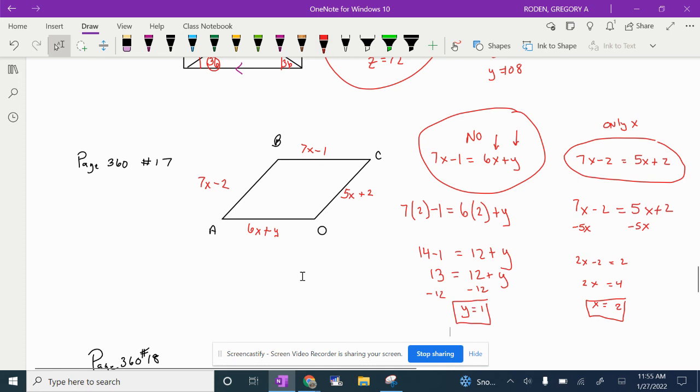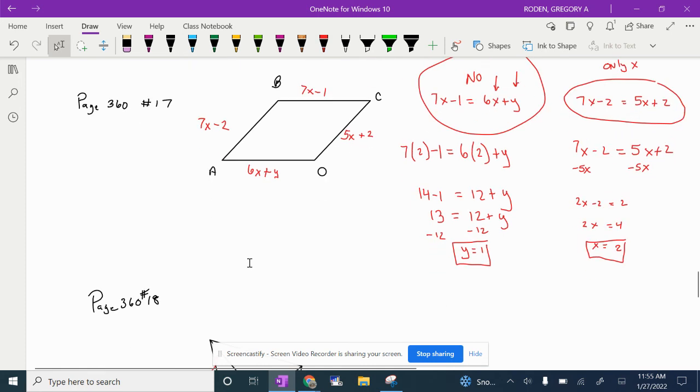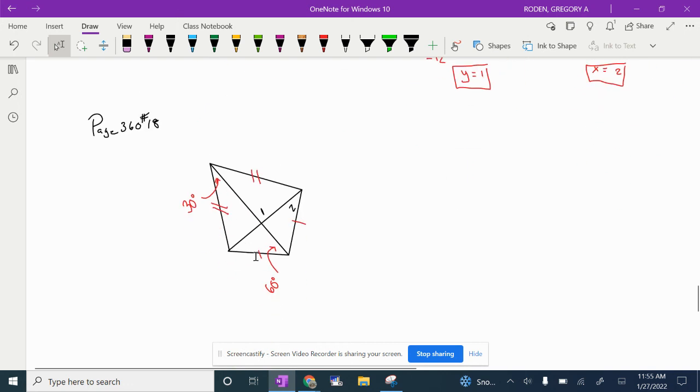And we're done. All right, next problem. We're on page 360, number 18, and we want to find the measure of angle 1 and angle 2. All right, so let's go ahead and take a look at that problem.